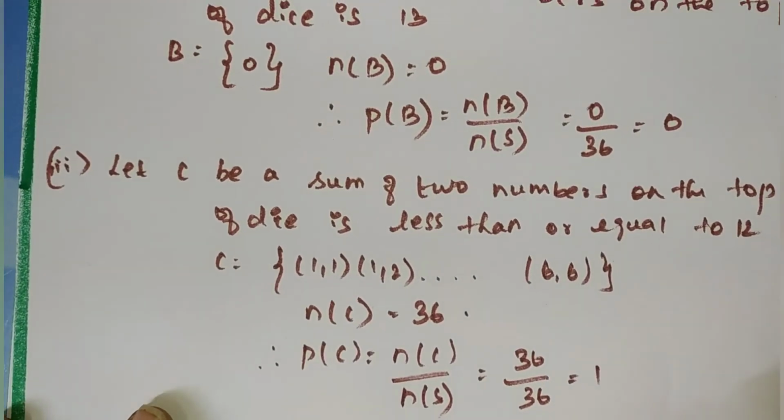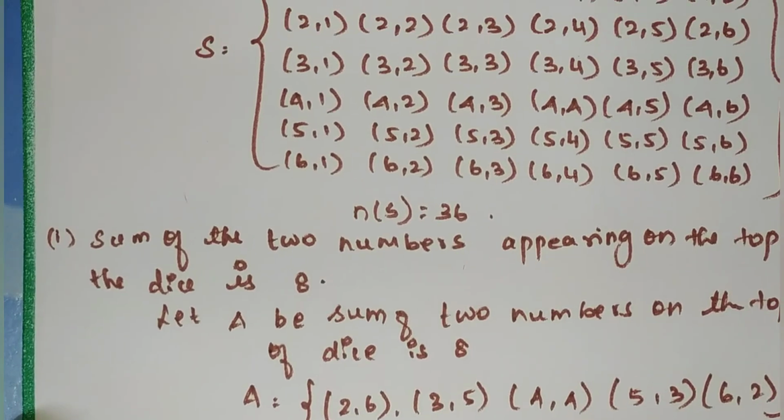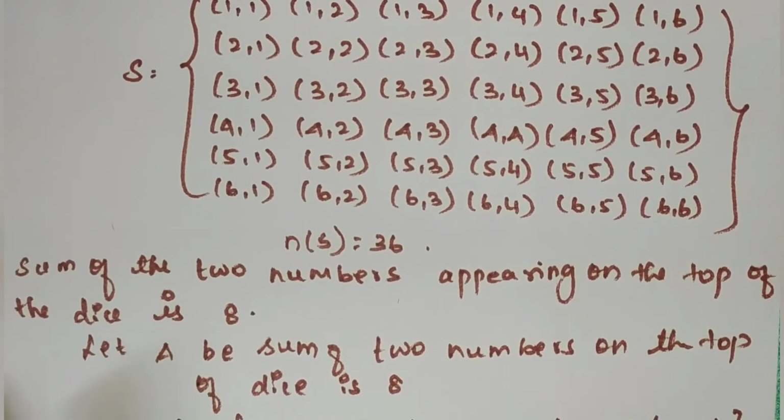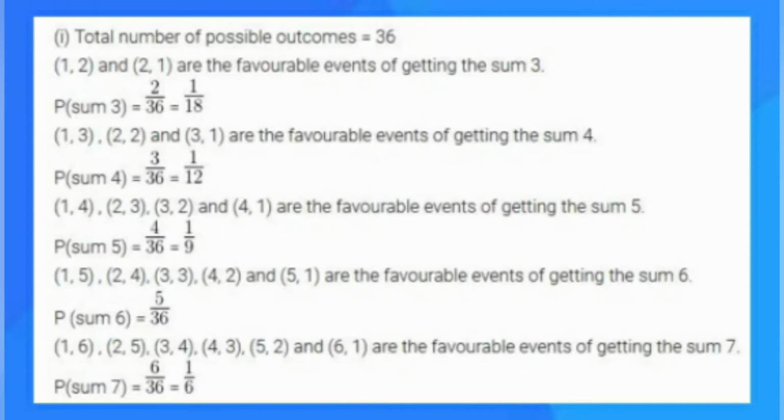Clear, children? In that, next question is to complete the tabular column. It is easy only. So first is 3. The favorable event of getting the sum 3. When will you get 3? (1,2) and (2,1). So the possible outcomes are 36. So the answer is 2 by 36. And then getting 4. The sum must be 4. So (1,3), (2,2) and (3,1). So totally 3 by 36.